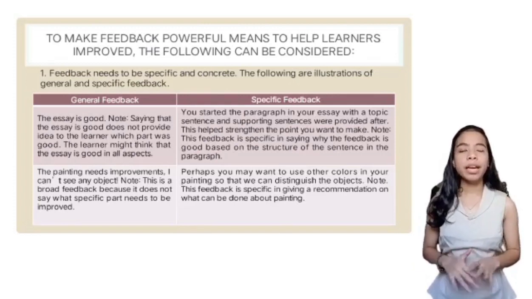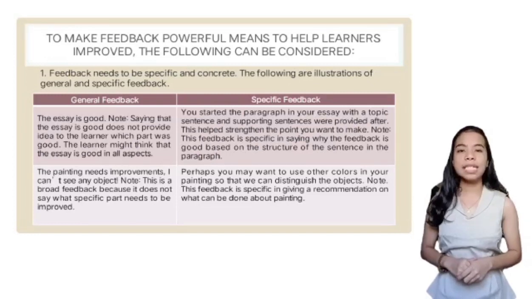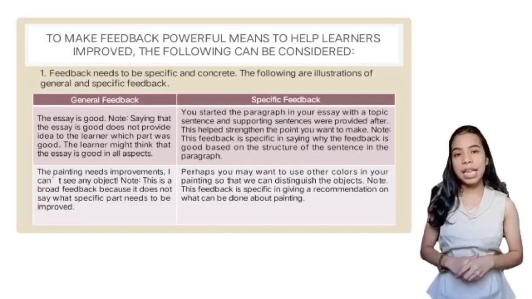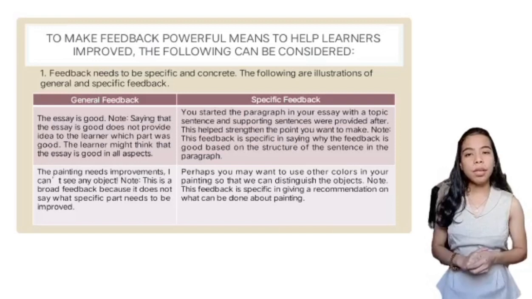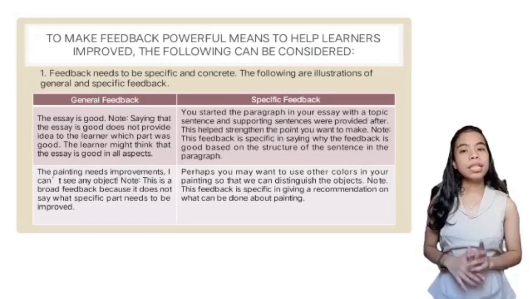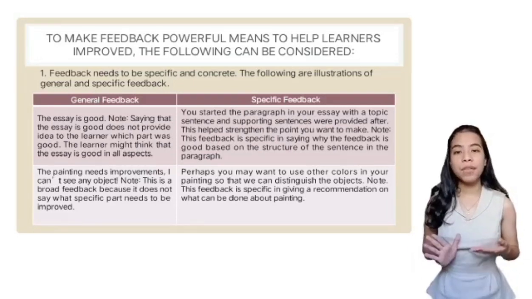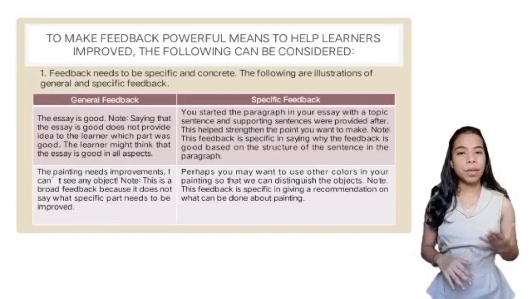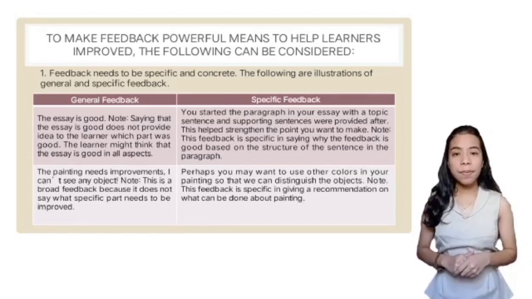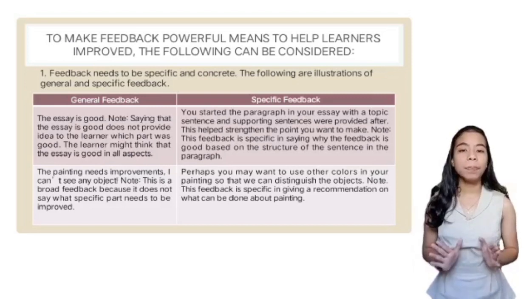So in the specific feedback, you started the paragraph in your essay with a topic sentence and supporting sentences were provided after. So this helps strengthen the point you want to make. And note, this feedback is specific and says why the feedback is good based on the structure of the sentences in the paragraph. So another example, in the general feedback, we have the painting needs improvement, I can't see any object. And note, this is broad feedback because it does not say what specific part needs to be improved. So in the specific feedback, perhaps you may want to use other colors in your painting so that you can distinguish the objects. So note, this feedback is specific and gives a recommendation on what can be done about the painting.